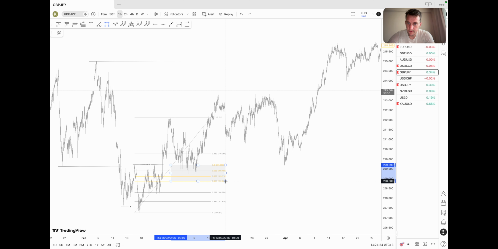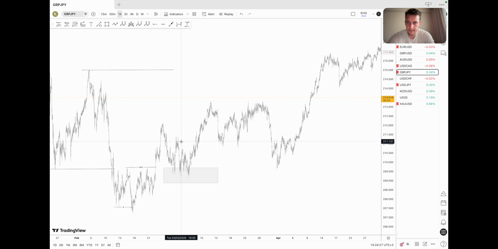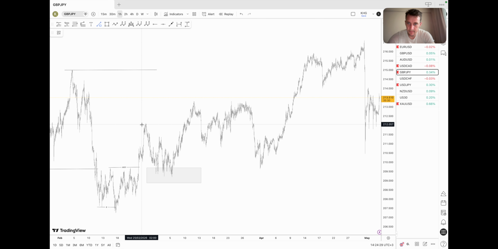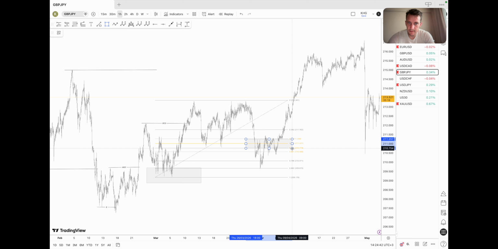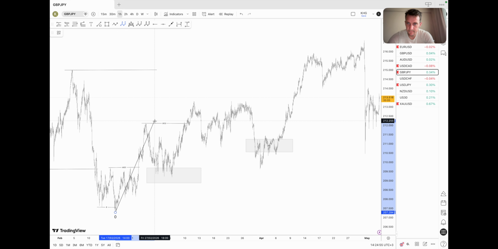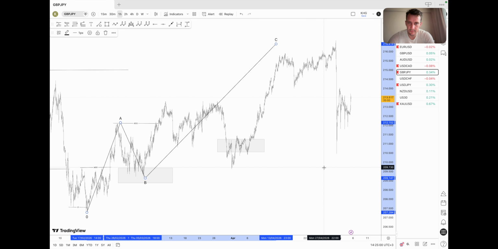So you mark out your B level, and now after you see that break of structure, you want to get in on the BC, okay? So this is your BC zone right here. This is your BC zone. What I mean by that is this. This is your B level, and now you want to target your C levels.